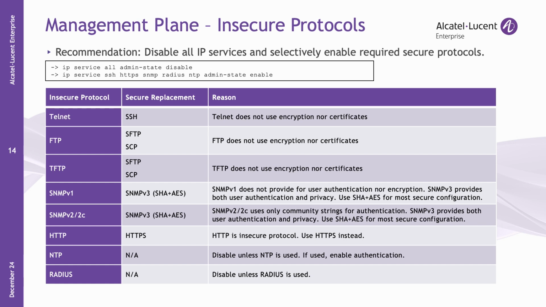SNMP version 1, version 2, and version 2C are not recommended because they have some vulnerabilities. HTTP is an insecure protocol. It's always recommended to use HTTPS instead. And for NTP, unless it's used, it's recommended to disable it. And if it's enabled, it's recommended to use authentication. For RADIUS, it's recommended to disable it unless you use it in your configuration.